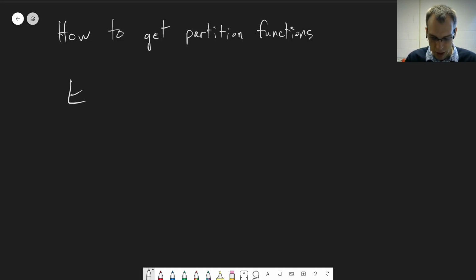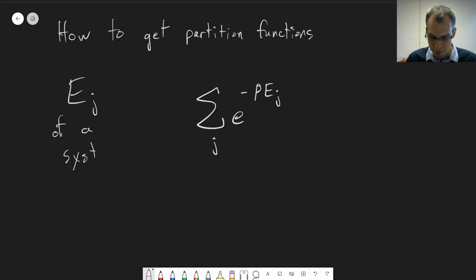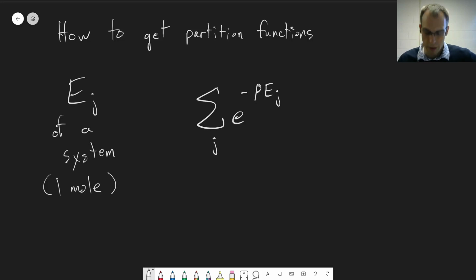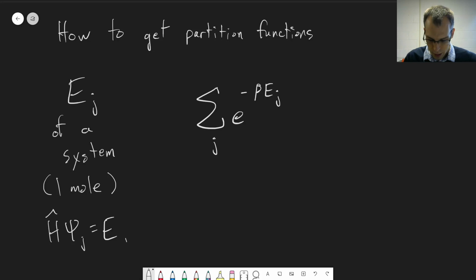we need to know the energies, right? These E_j values, because they go into the sum that makes up a partition function. And these energies are the energies of a system, meaning a bunch of molecules, like 1 mole or something like that. And in theory, we find these by solving the Schrodinger equation for our specific system with its given quantum states and whatever. But in practice, this is essentially impossible.